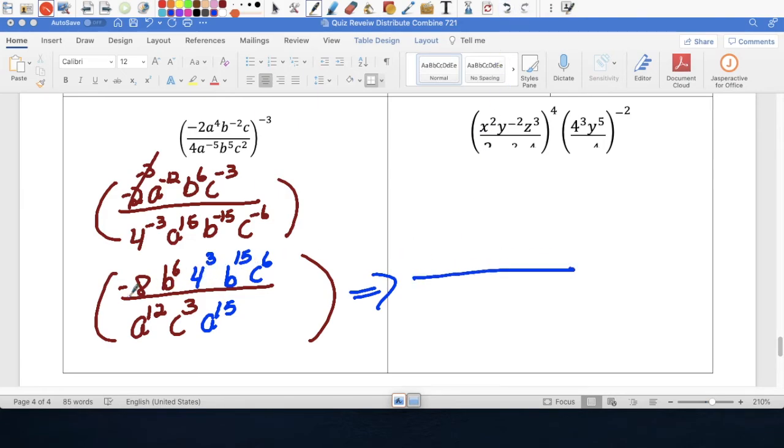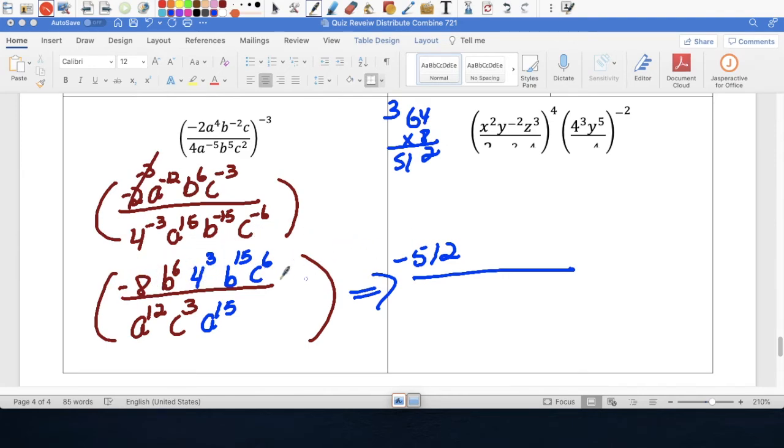Let's see, at the bottom, negative 8, so let's do the coefficients. 4 to the 3rd power is 64. 64 times 8 is going to be 512. So I'm going to get negative 512 as far as the coefficients, from this negative 8 and that 4 to the 3rd power.